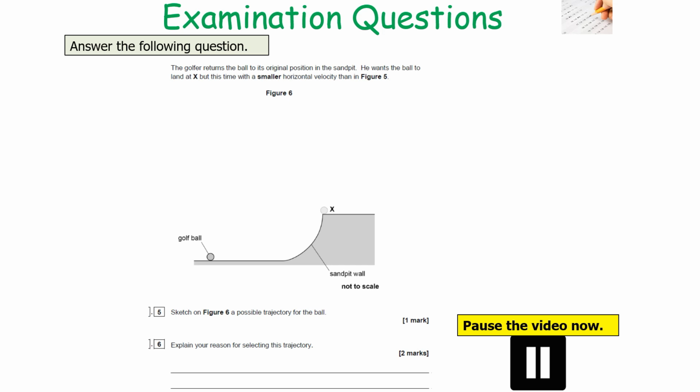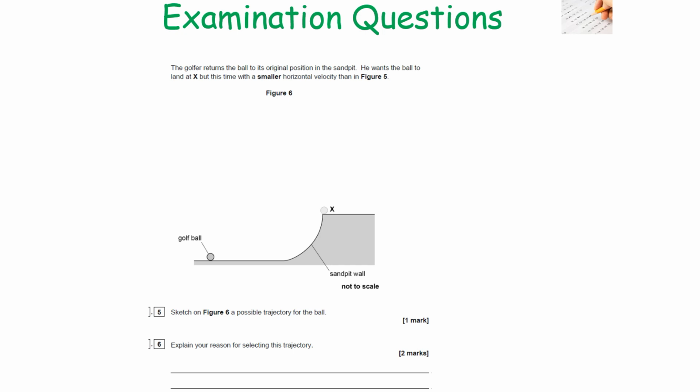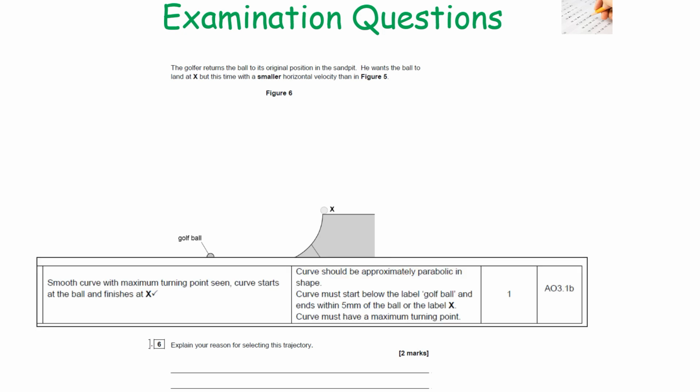Right, so let's have a look at your answer. So what we need to do is as follows. The first thing to consider is what our trajectory of the ball is going to be. Well, it's going to be a smooth curve because we know that it's curving upwards due to the effect of the actual motion, with the maximum turning point, and it starts and finishes at x, so it should be quite parabolic in shape, like that.